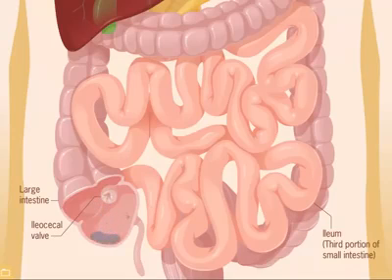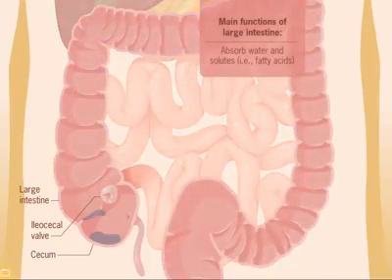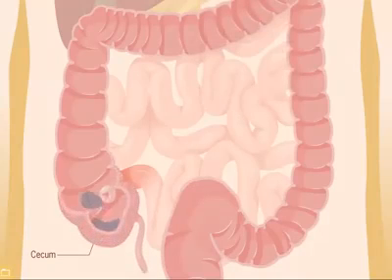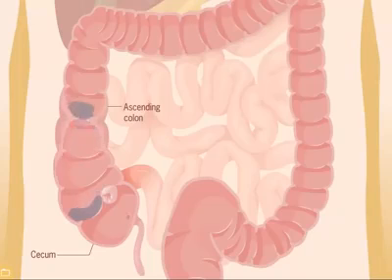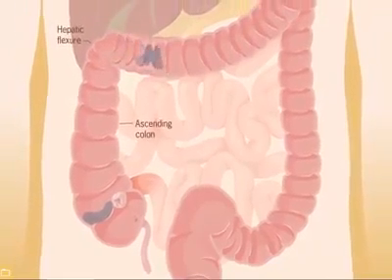The first portion of the large intestine is called the cecum. The main function of the large intestine is to absorb water and solutes, such as fatty acids, which help concentrate and form the stool. The bolus is pushed by a peristaltic wave up and through the ascending colon, which passes through the first major bend in the colon, the hepatic flexure.